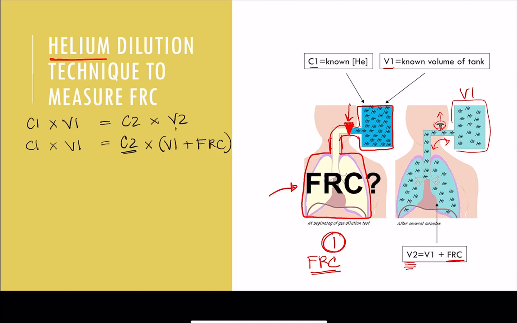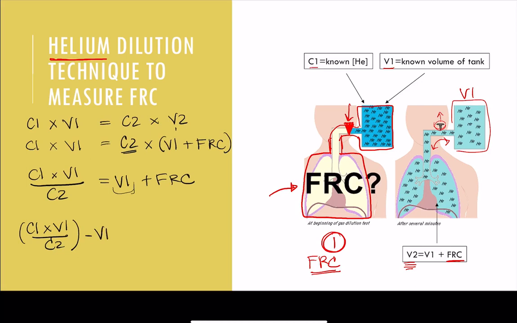So if we rearrange this, right, it would be C1 times V1. We could actually divide out that C2. Let's take C2 out of there. Now suddenly we have this equal to V1 plus FRC. You can simply subtract off that known original volume: C1 times V1 over C2 minus the original volume will give you the volume of FRC.